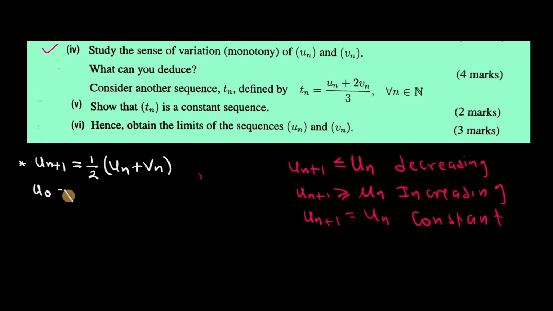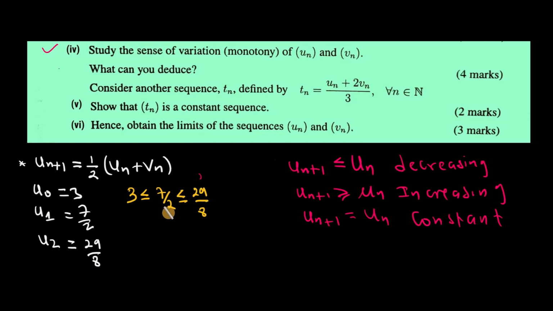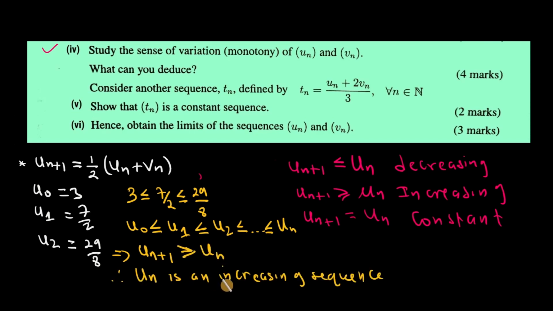We know U0 is equal to 3. You know when n is equal to 0, U1 is equal to 7/2, as we got from Roman 1. And when n is equal to 1, that's 1 plus 1, we got U2 is equal to 29/8. From all these cases, we discovered 3 is less than or equal to 7/2, and 7/2 is less than or equal to 29/8. That means U0 is less than or equal to U1, and U1 is less than or equal to U2. From here, we can conclude that U2 will be less than or equal to U3, and U3 will be less than or equal to U4, and so on up to Un. That means U(n+1) is greater than or equal to Un. Therefore, Un is an increasing sequence.